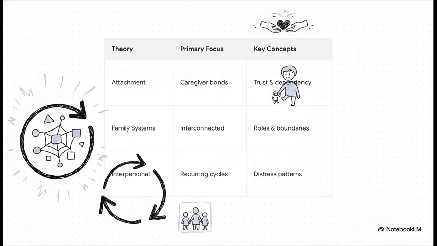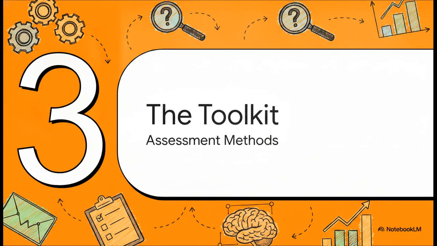Now, if they switch to family systems theory, they view the entire family as an interconnected machine. In this view, one child's acting out might actually be a symptom of hidden parental conflict or poor boundaries. And finally, through interpersonal theories, they hunt for recurring, real-time destructive cycles, repetitive interactions that constantly trap a person in emotional distress. So we have the theories, but how do we actually measure this in the room?